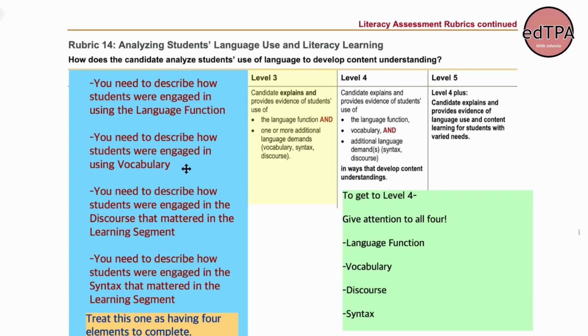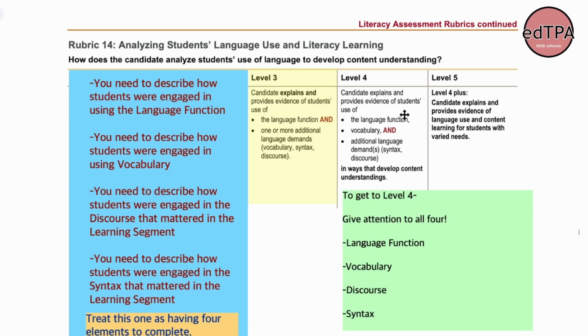So requirements, you need to describe how your students were engaged in using the language function. And I'm going to suggest you try to do all of them. You need to describe how students were engaged in using vocabulary. You need to describe how students were engaged in the discourse that mattered to the learning segment. And you need to describe how students were engaged in the syntax that mattered in the learning segment. So think about this as having 4 things to do. And these will set you up for level 4.